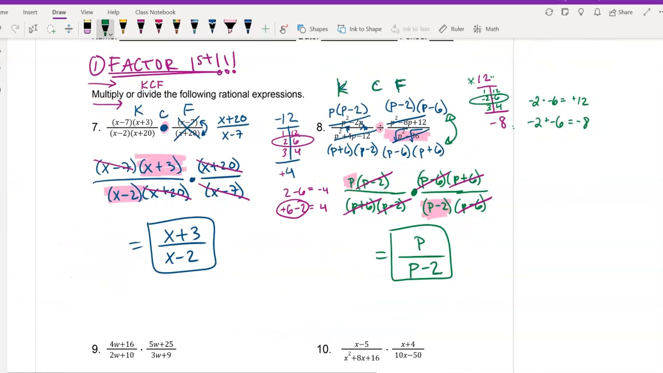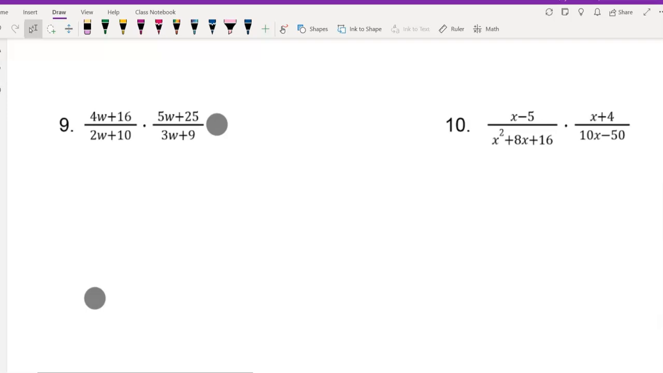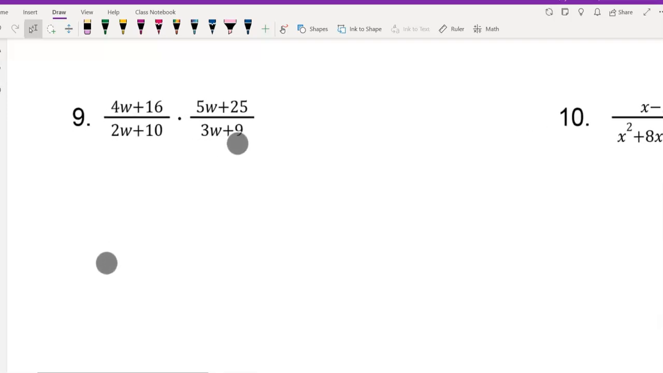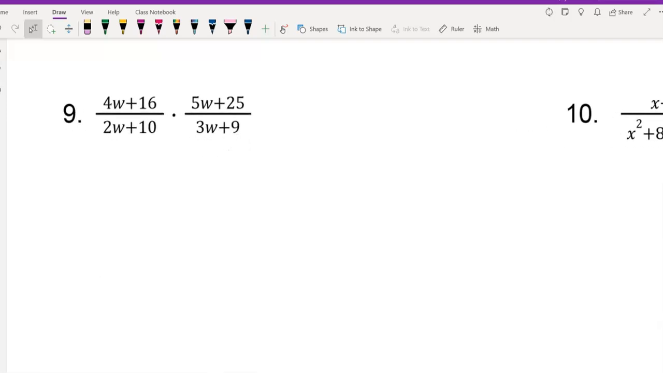All right. Oh, I thought we were done. Oh my gosh. Okay, 2 more. That was division. Now we're multiplying. So multiplying, again, we just factor and then cancel out. No keep, change, flip. No chicken.